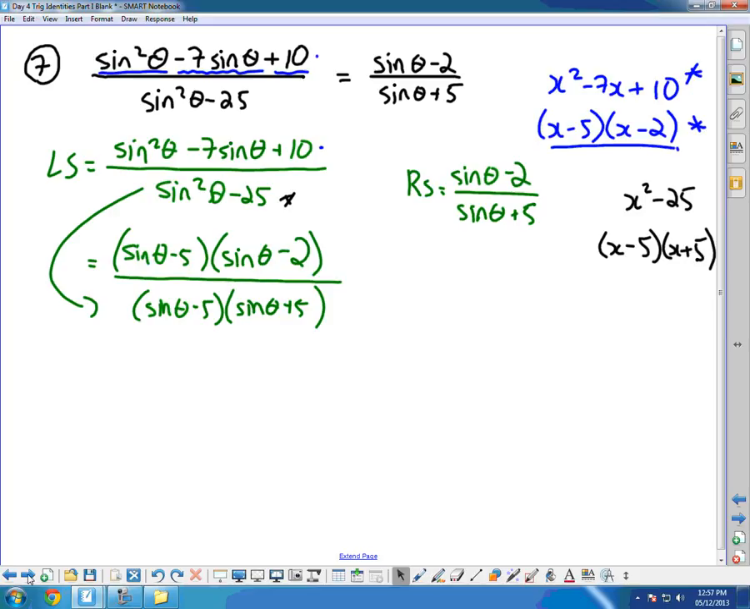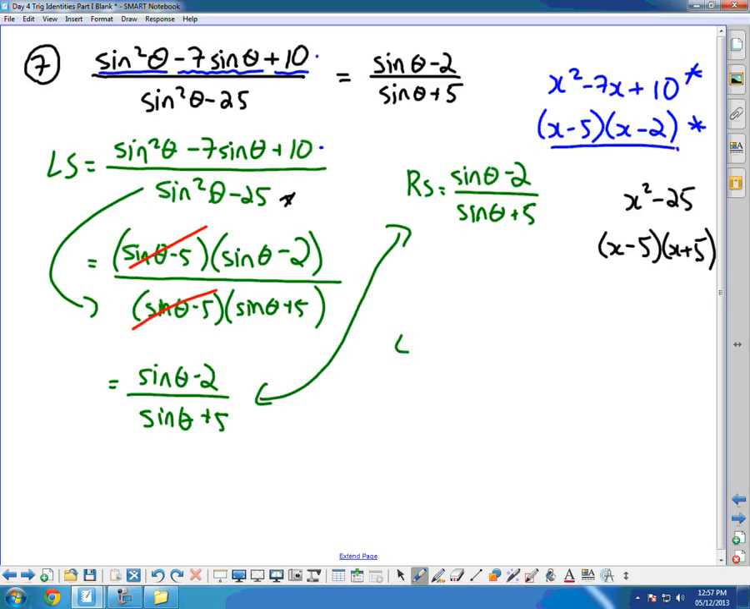If I look at this, I've got a sine theta minus 5 on the top divided by sine theta minus 5 on the bottom. And that leaves me with sine theta minus 2 over sine theta plus 5. The left side equals the right side, and it is proven.